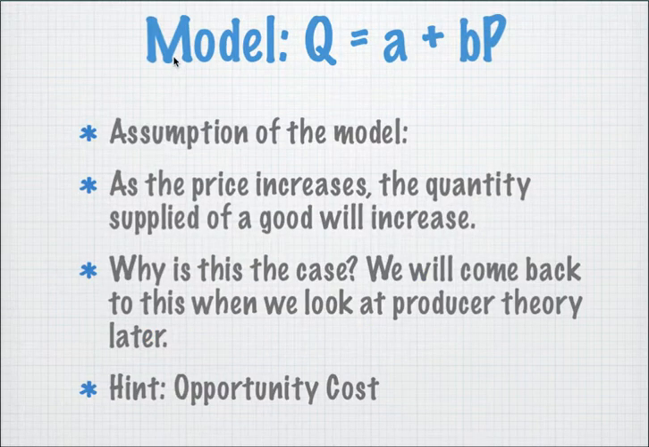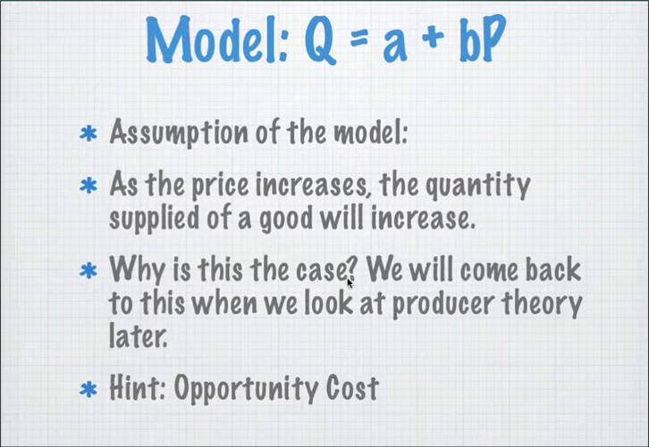Okay, so the next thing is, again, we look at the model, which is like the demand function, except that now we have an upward sloping curve. So instead of minus we have plus. So the assumption of the model is that as the price increases, the quantity supplied of a good will increase. So why is this the case? Okay, logically it makes a lot of sense, because as the price of a good increases, the supplier will want to increase their profits by supplying more of the good.